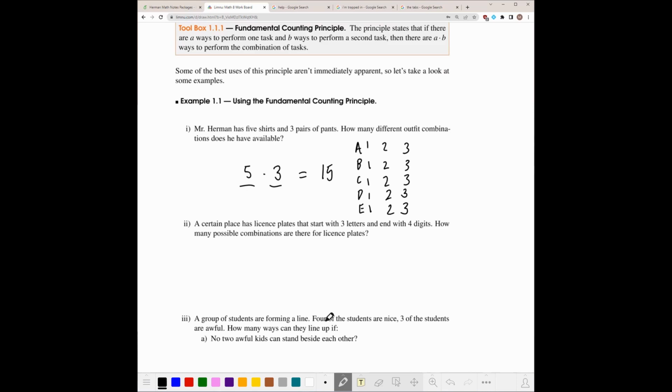A certain place has license plates that start with 3 letters and end with 4 digits. How many possible combinations are there for license plates? And we will not assume that they're going to censor it for awkward combinations.